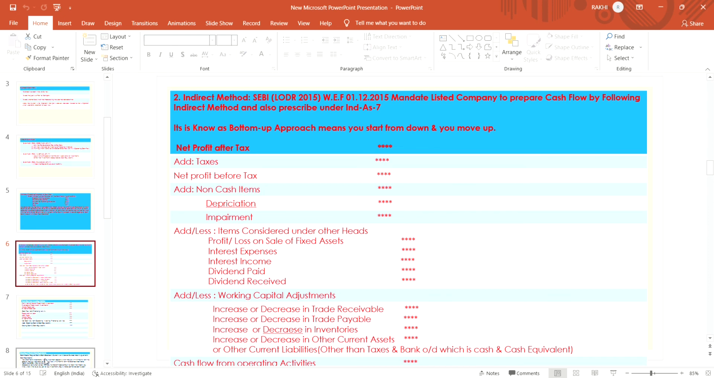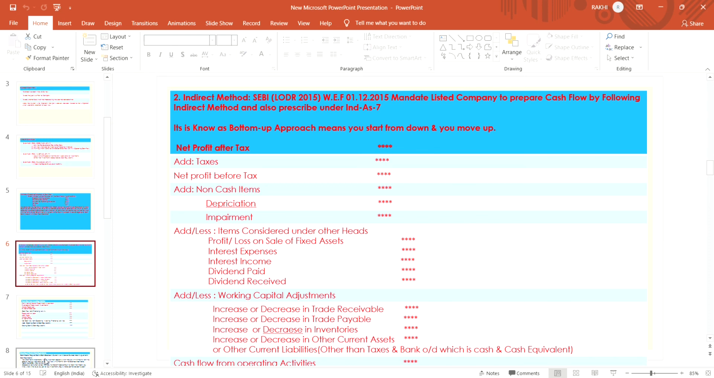Suppose in last year the trade receivable was 10,000. And in this year the trade receivable is 8,000. Means there is a decrease in debtors. A decrease in debtors means you have got that cash, means a cash inflow came, because in last year there was a debtor of 10,000 and this year the debtor is 8,000, means you got the cash flow, your debtors reduced, so you will make the adjustment here.